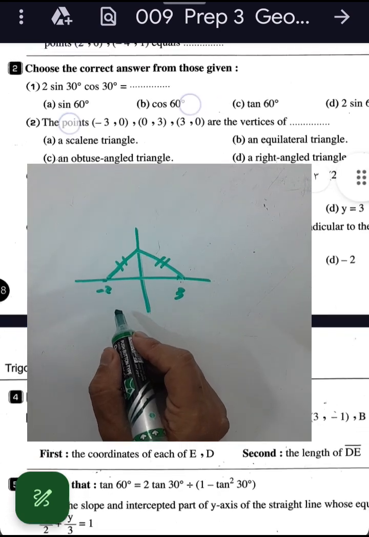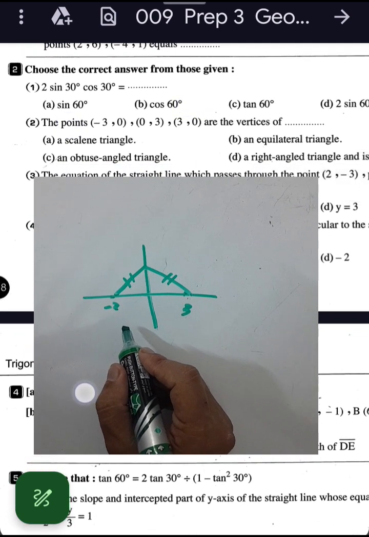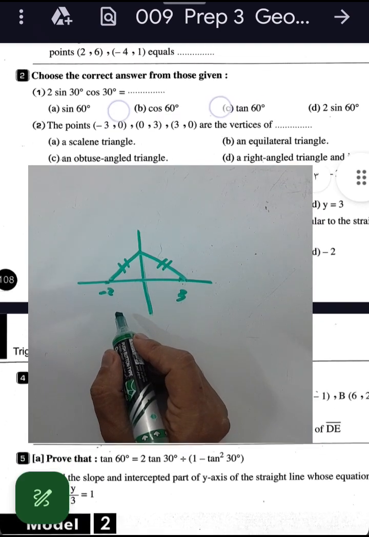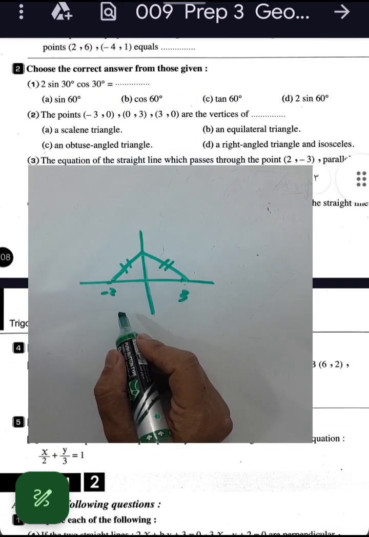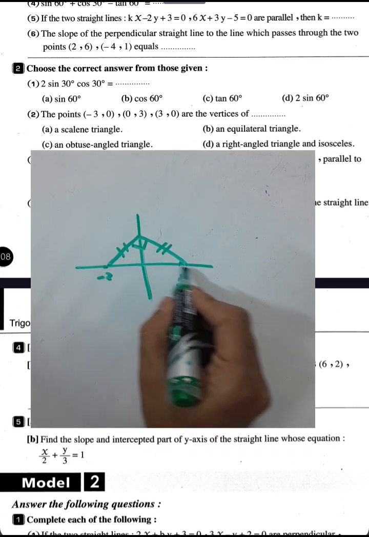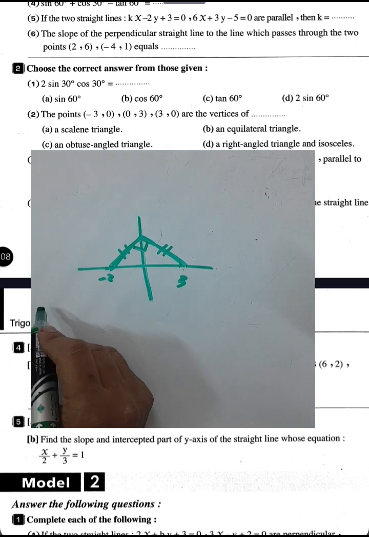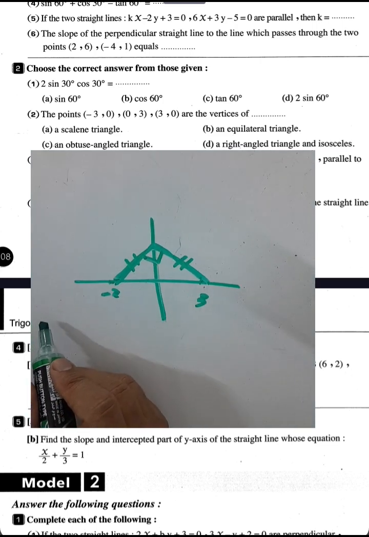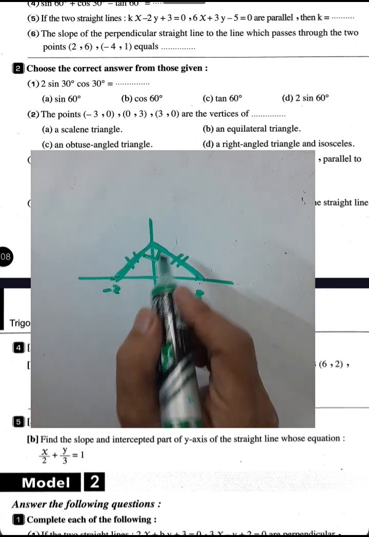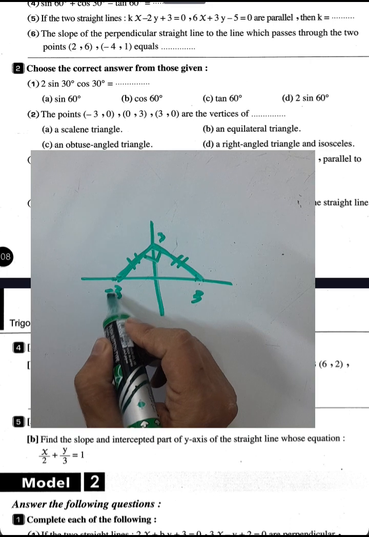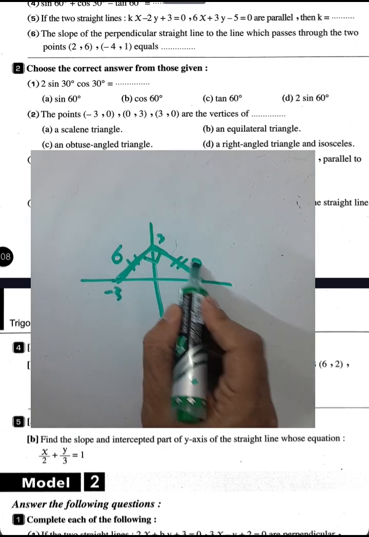Isosceles triangle or equilateral? No, right angle triangle and isosceles. Okay, isosceles here, then it will be perpendicular and we have two sides of equal length, then we call it a right angle triangle and isosceles. We can prove that because this line will be 6 lengths and here 6 lengths.